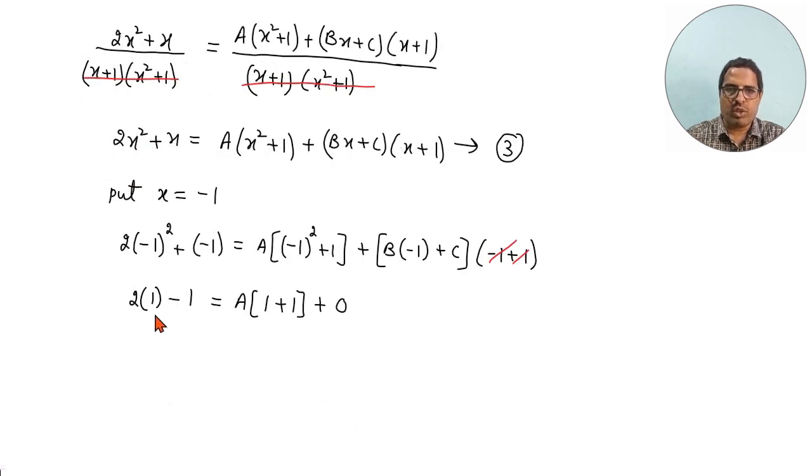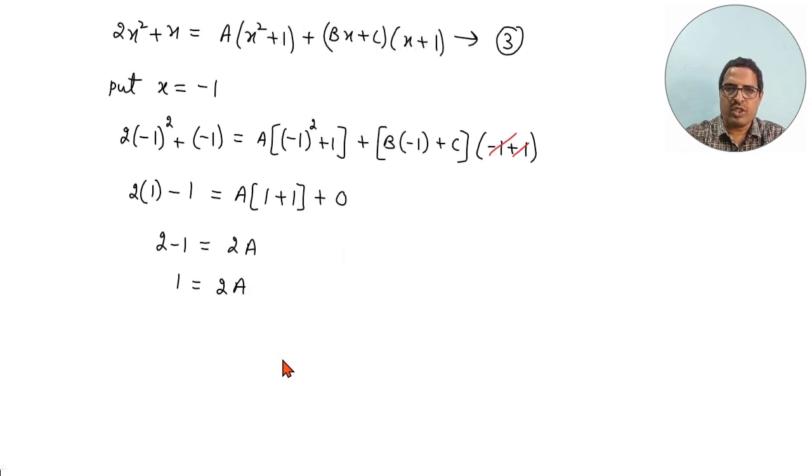So let us try to simplify this one. 2 times 1 is 2. So 2 minus 1 is equal to, so 1 plus 1 is 2, so 2 times a. So 2 minus 1 is 1, equals 2 times a. Let us cross multiply that 2 to the other side. We will get 1 by 2 as the value of a. So hence the first value we got is a equals 1 by 2.